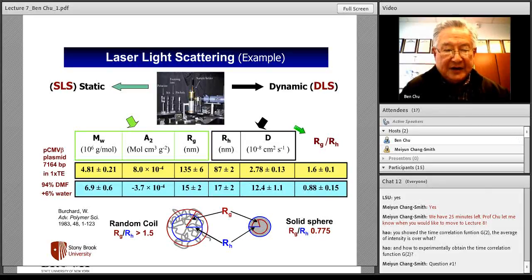From this you get the hydrodynamic radius and the radius of gyration, therefore you can get the ratio of radius of gyration over hydrodynamic radius. But suppose you take this plasmid DNA, instead of in one-time TE buffer, and dissolve it in a solvent which is a poor solvent for this plasmid DNA. Then, this is intentional, the DNA polymer chain dislikes the solvent and shrinks down into a globule. And you can measure that again. You can measure the weight average molecular weight, the second virial coefficient, Rg, Rh, and D. So these are the things that you measure.